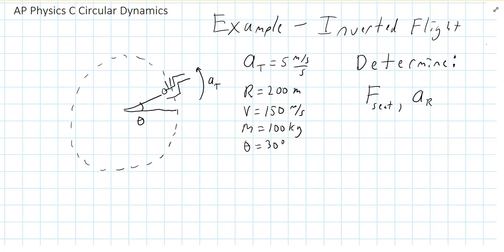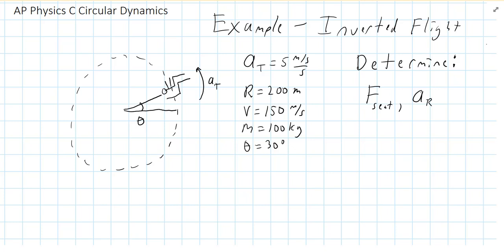Hey folks, I've got a circular dynamics example for you involving a fighter jet or something in the midst of inverted flight. Let me explain the picture to you, and then you can pause the video and copy all the stuff down. It's a pilot. Now it's not to scale, obviously, but it's a pilot going in a vertical circle in the sky. And at this point, the pilot is starting to go upside down.